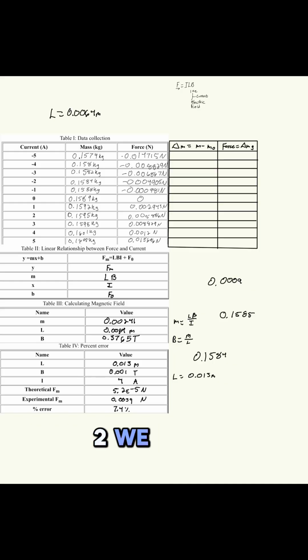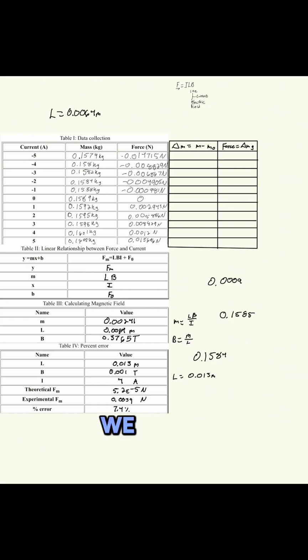For table 2, we have the linear relationship between force and current. For this table, we just had to determine what the different values mean in our equation. We have the original equation, which is y equals mx plus b, which is standard, and our equation, which is Fm equals LBI plus F naught. So we see that y is equal to Fm, m is equal to LB, x is equal to I, and b is equal to F naught.